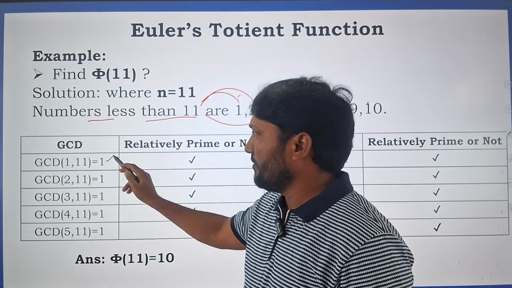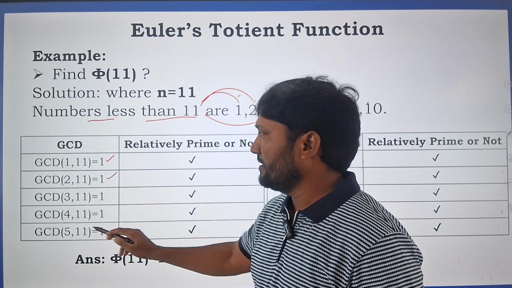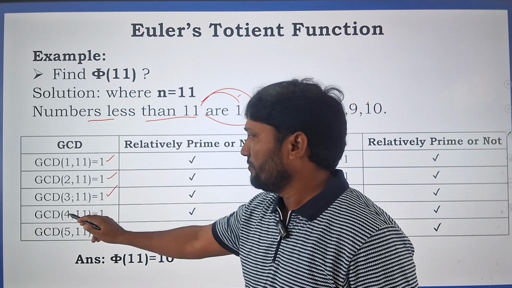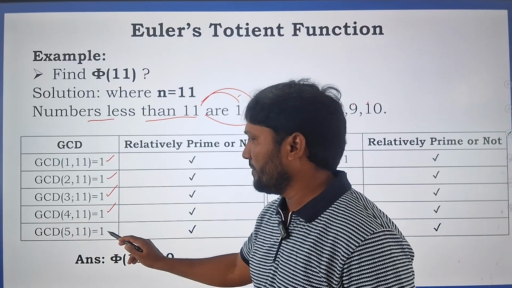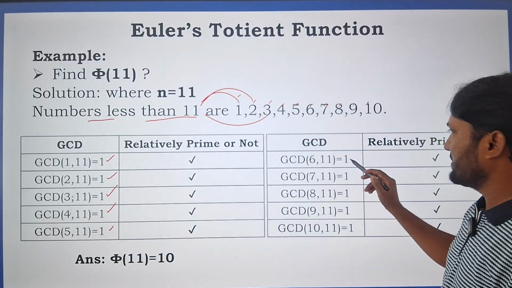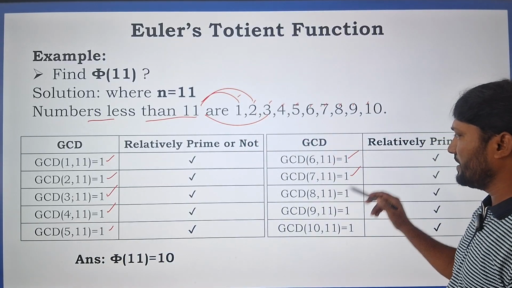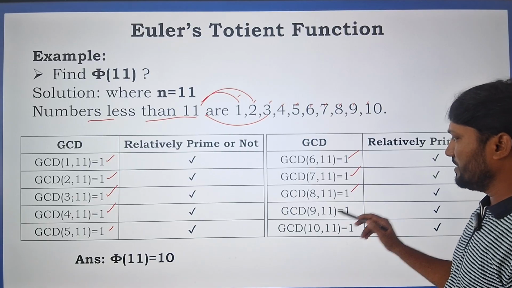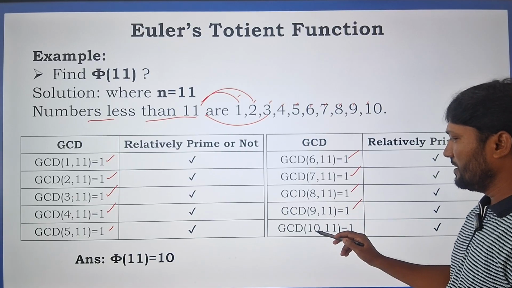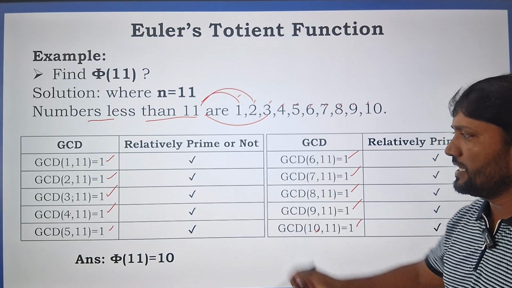The GCD of 1 comma 11 is 1, 2 comma 11 is 1, 3 comma 11 is 1, 4 comma 11 is 1, 5 comma 11 is 1, 6 comma 11 is 1, 7 comma 11 is 1, 8 comma 11 is 1, 9 comma 11 is 1, 10 comma 11 is 1. Totally count that.